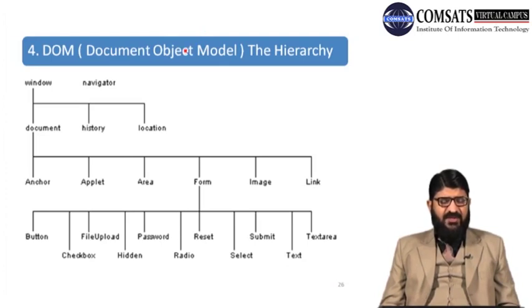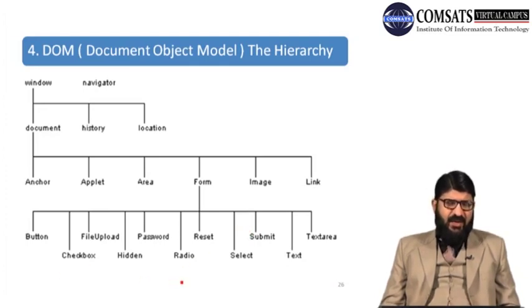And then the document information, anchor, applet, area, form, image, or link is mentioned. And then for form, the submit button is given, the checkbox is given, the file upload is given, the file header is given, the password is mentioned, the radio button can be presented, the reset button can be mentioned, the select form element can be given, and similarly the text can be given, the submit button can be given, the text area can be given.